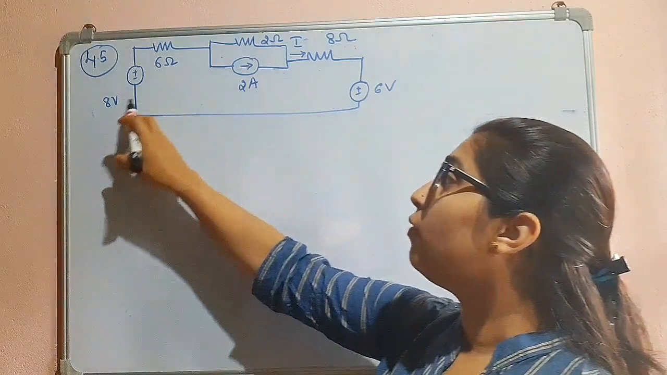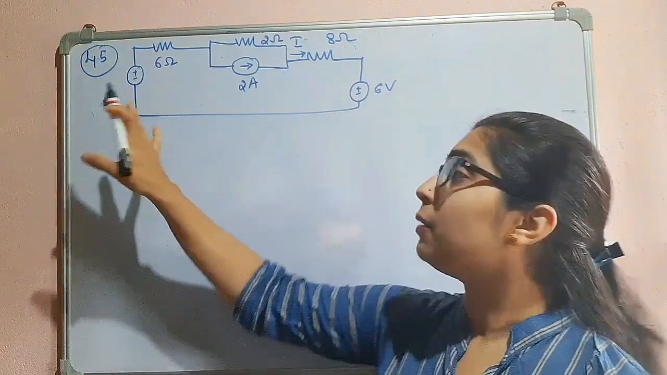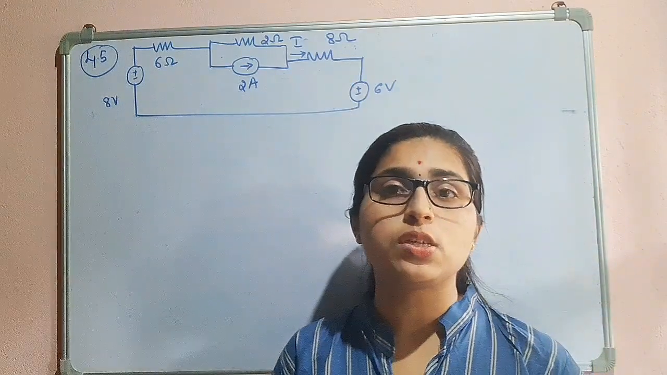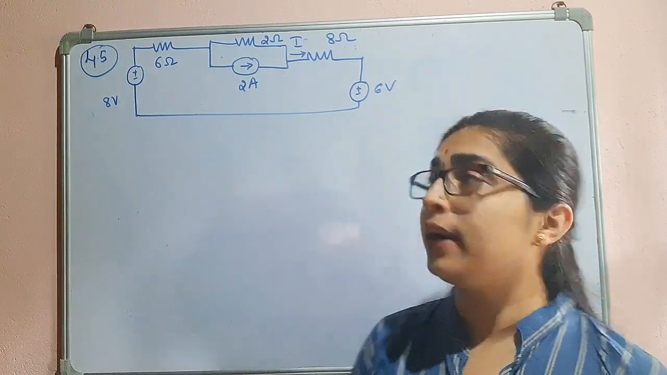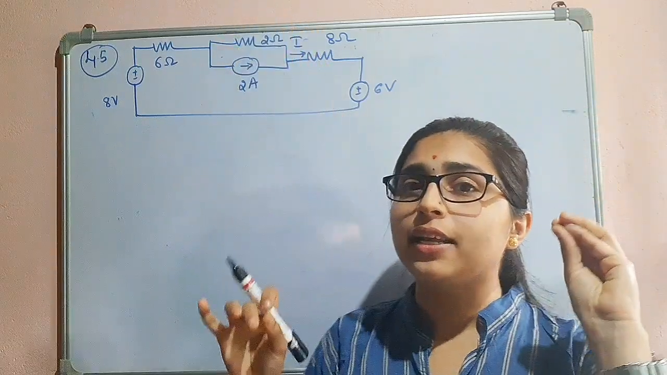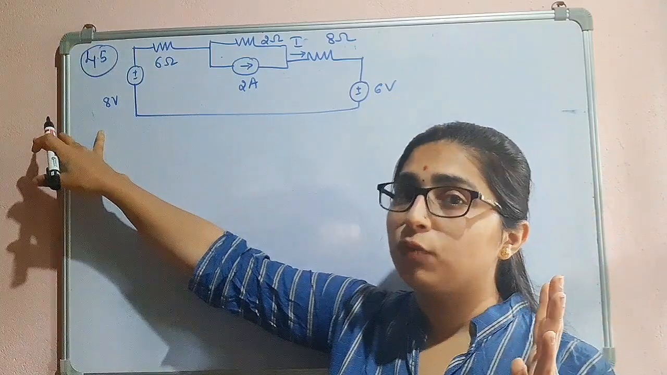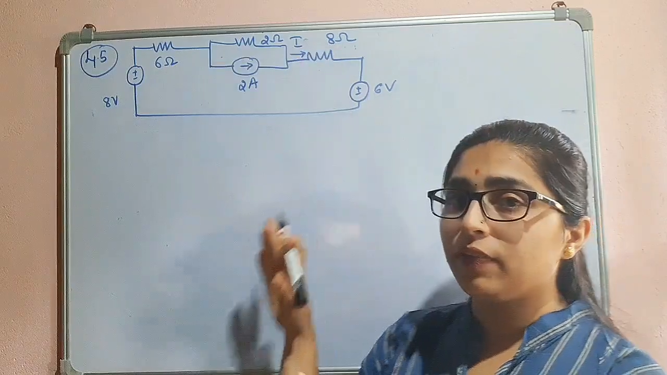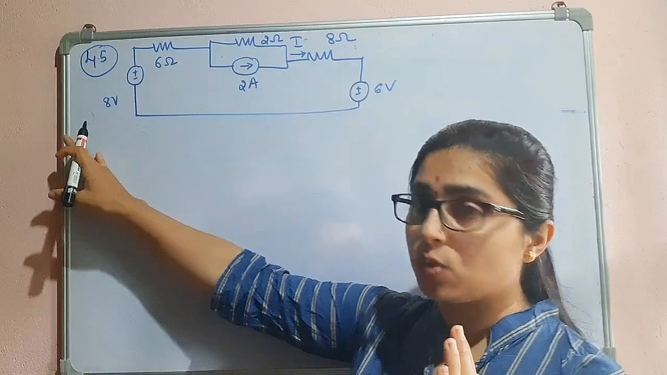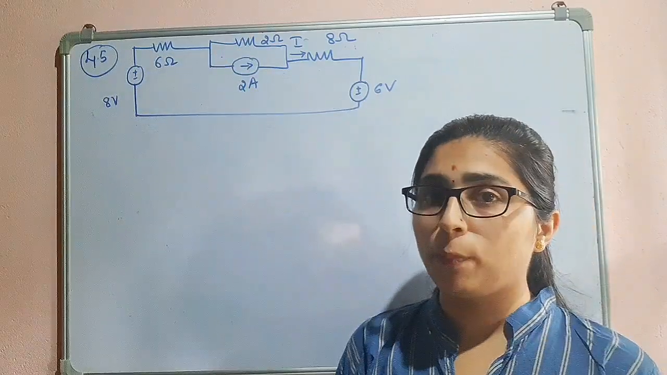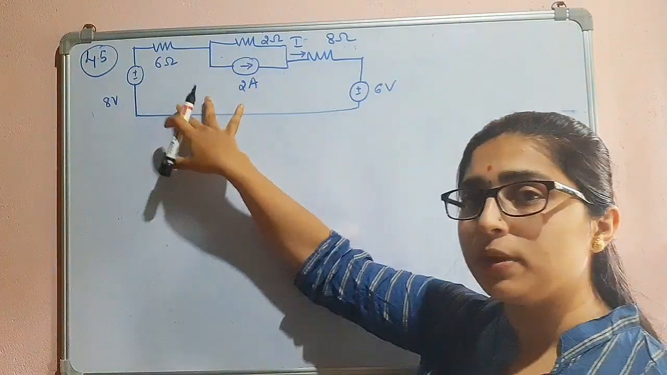Here we have one independent source, another independent source, and a third independent source. That means we have two independent voltage sources and one independent current source. In the superposition theorem, we find the current I considering only one source at a time. So if I am considering the 8 volt voltage source, I have to deactivate the other two independent sources. The current source will be made open and the voltage source will be made short. So that will be short circuited, and this one will be open circuited.